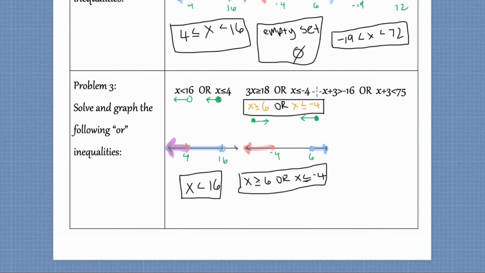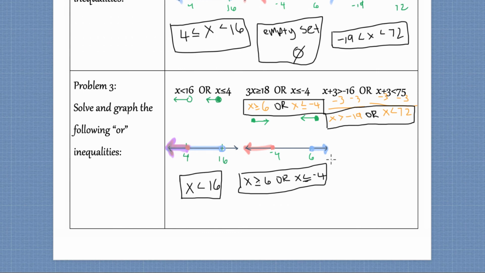So for our next one, we have x plus 3 is greater than -16, or x plus 3 is less than 75. If we look at both of these, they're not completely solved because the x isn't on one side completely alone. So I'm going to finish solving these. So my final compound inequality is going to be x is greater than -19, or x is less than 72.